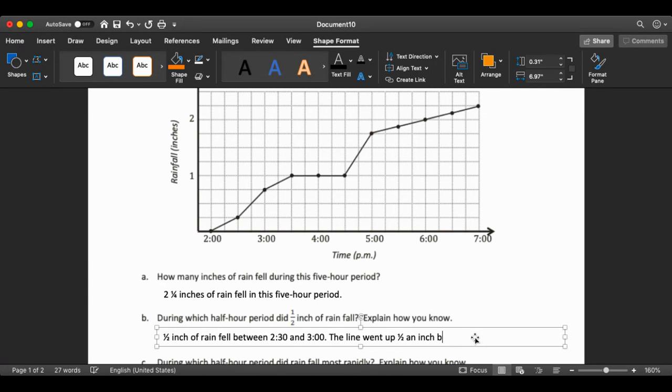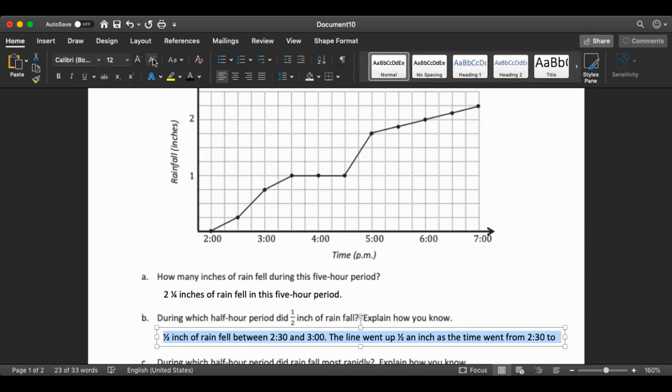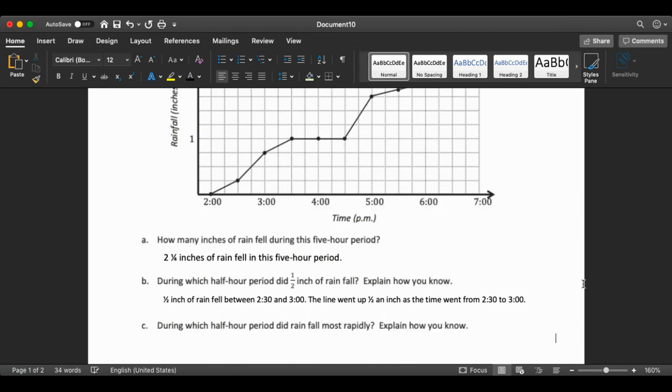Or I guess 1/2 inch as the time, and from 2:30 to, and make this font a little smaller, I think, if I want to fit it. Okay, there is that one.